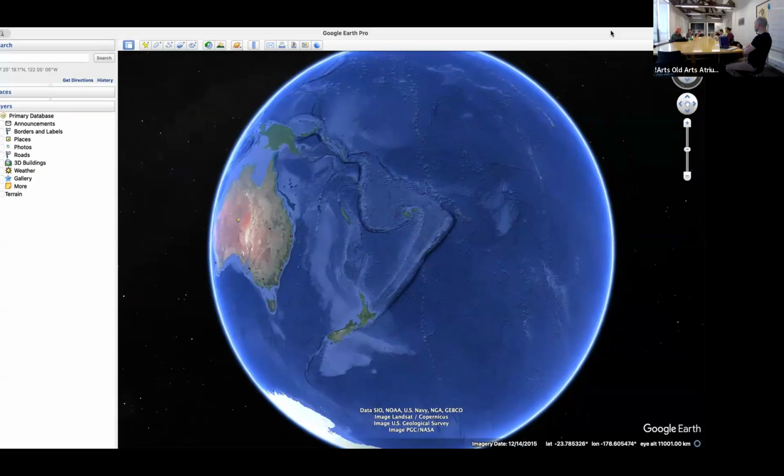Has everybody got Google Earth up on their computer? Yes. Pull Google Earth up. It's not installed. I'll use it. Share with somebody who has an installer.